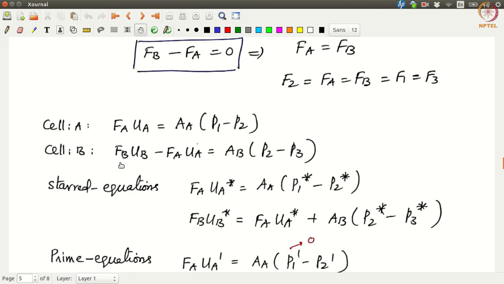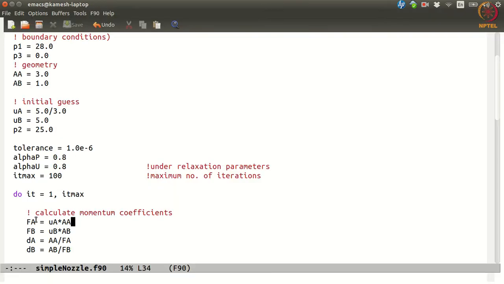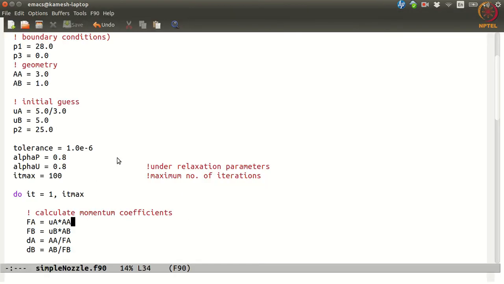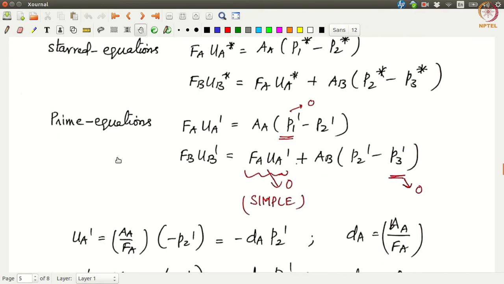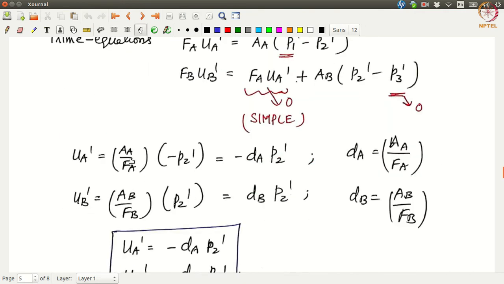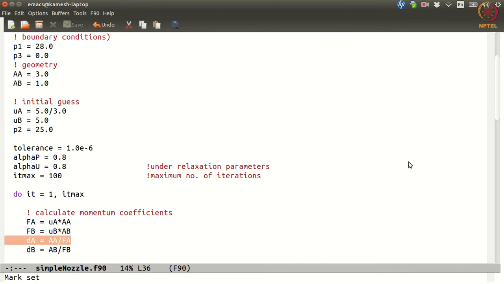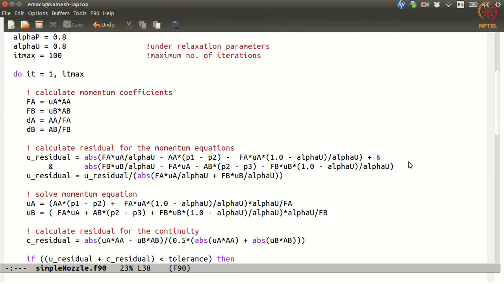FA is basically UA times AA, right? Velocity times area, and then we have rho equals 1. Similarly, FB is UBAB, so that is the coefficients here. Then dA, which we defined as AA by FA. So we assign dA equals AA by FA, and dB equals AB by FB, right? So we have those two values as well, and then this is again the residuals.